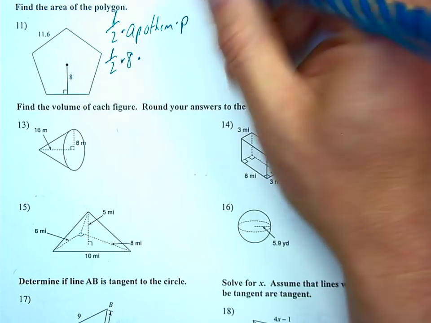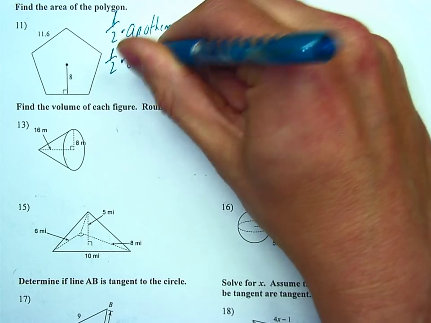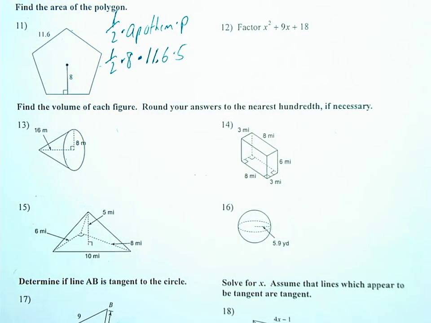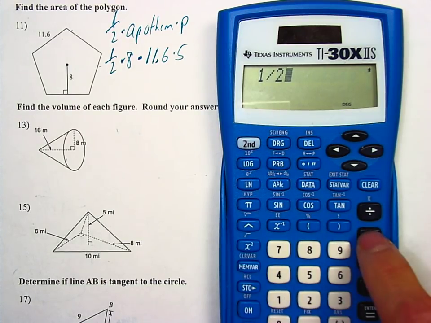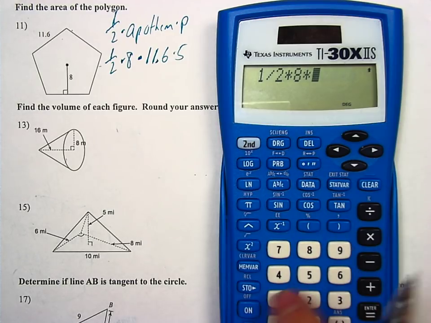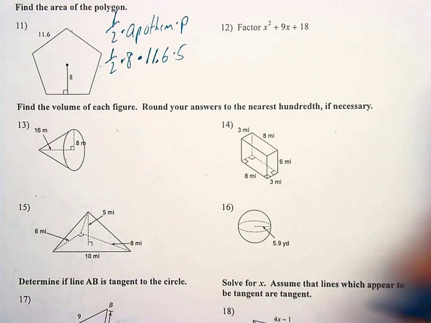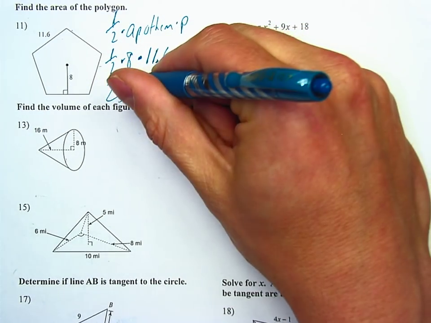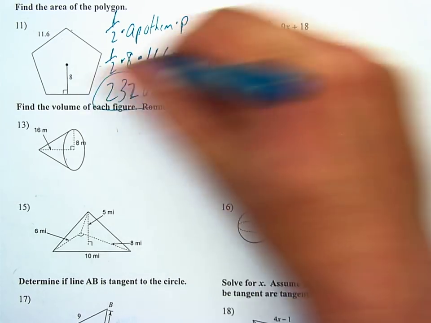So half of 8. The perimeter, well, it's 11.6, but that's one side length. I want the entire perimeter. It's got 5 sides, the pentagon. So I'm going to times that by 5 again to get my entire perimeter of this polygon, this pentagon. So 1/2 times 8 times 11.6 times 5. 232 is the area of this polygon. Again, it doesn't have measurements in terms of feet, so I'm just going to leave it as 232, and it's in square units, but it doesn't have feet or kilometers.